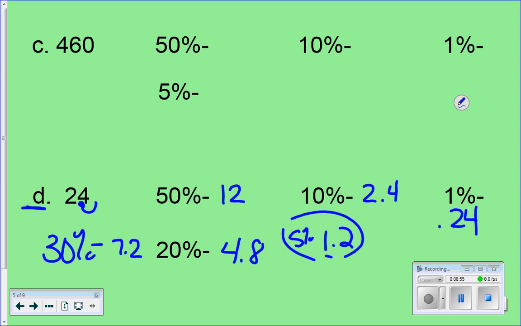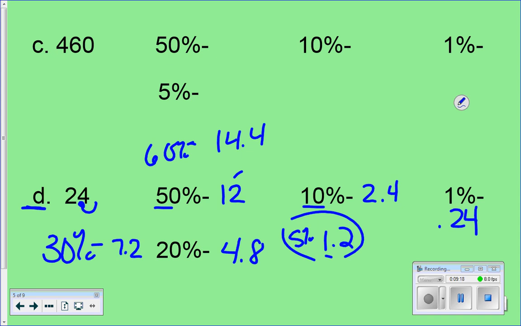Okay. Can you work off of anything? Yeah, you can work off 10 to find anything. You could pretty much work off 20 to find anything. Use 50 if it's 60%. What can I do to find 60% up here, Jacob? Add my 50 and 10, add these two together, I get 14.4. That's 60%.